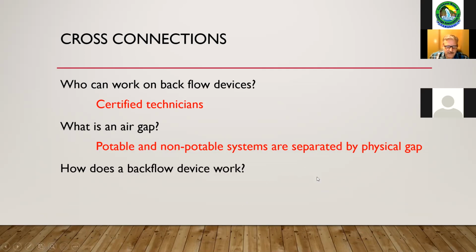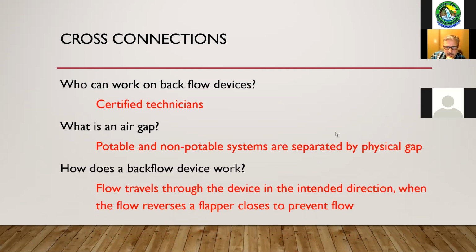And how does a backflow device work? So flow only goes in one direction. Flow can only go one way. You betcha. Flow travels through the device in the intended direction. If the flow reverses, the flapper closes to prevent flow. Really good answers. Thank you.